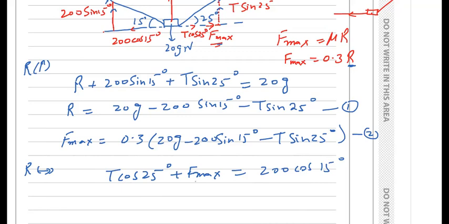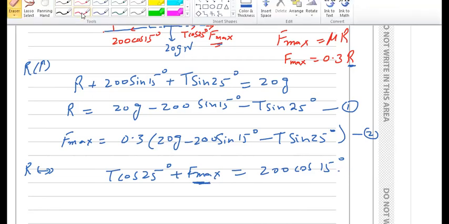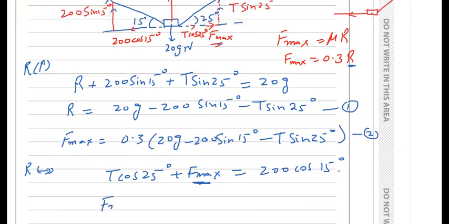To find the value of T, if we somehow manage to find F maximum, then easily we can find the value of T. So what I will do, I will put the value of F maximum from equation number 2 in equation number 3. Or there is another easy way instead of that one. If I will do from here, I will separate F maximum. Let's separate F maximum. It will become 200 cos of 15 minus T cos of 25.